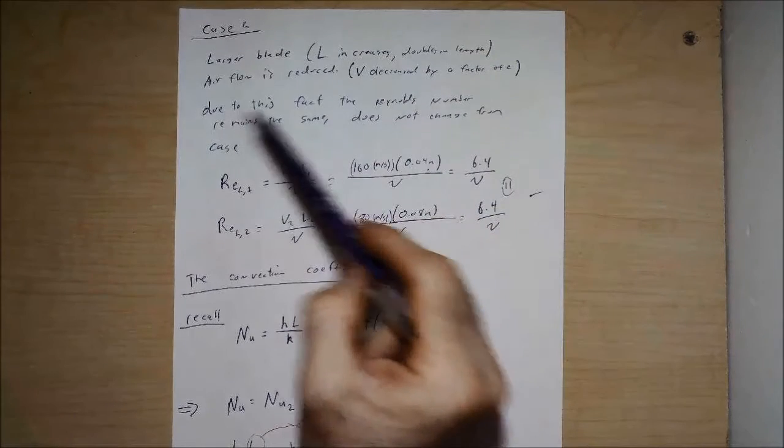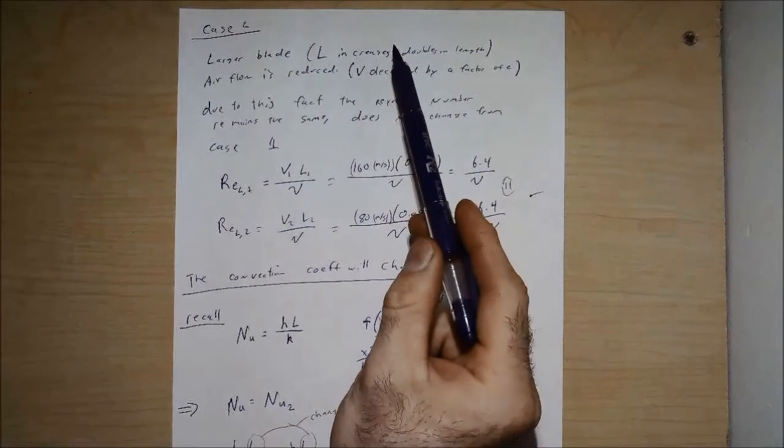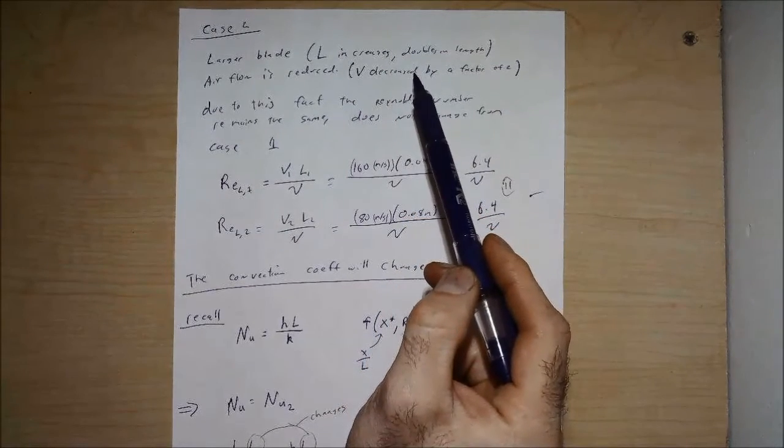Due to this fact, the Reynolds number is going to remain the same. It does not change because our length is doubling, but our velocity is decreasing by a factor of 2, which will keep our Reynolds number the same.